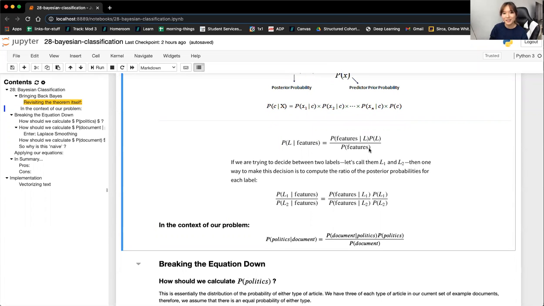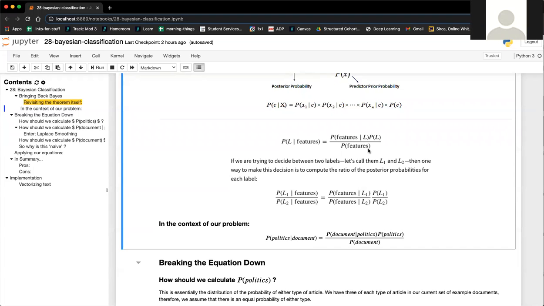Questions about this so far? Cool. So L1 and L2 are our target variables? That's right. L1 and L2 are our target variables.